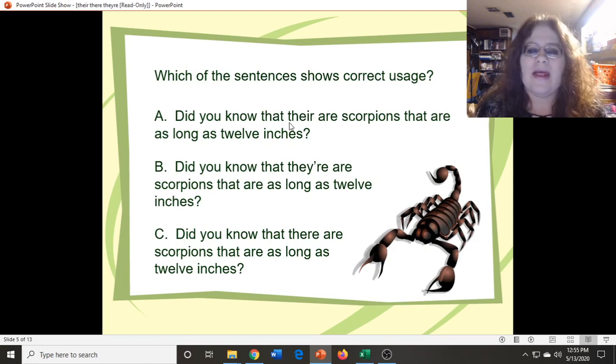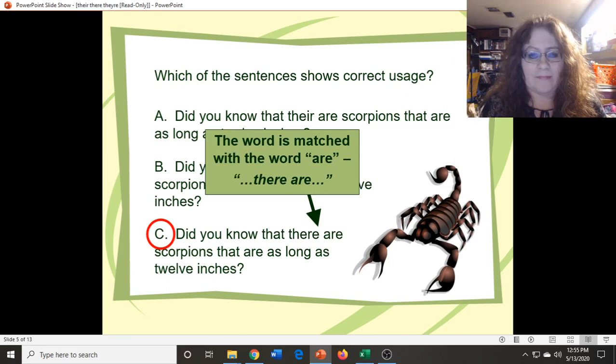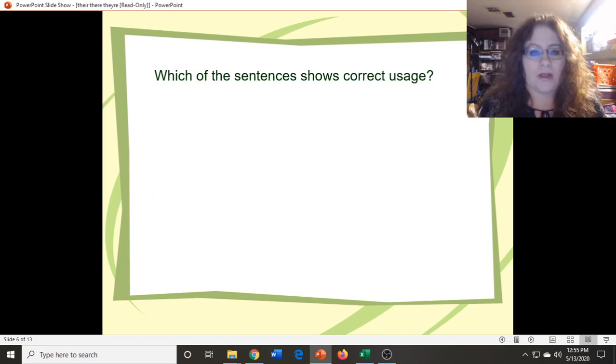So we have there are scorpions, their with ownership, or there are scorpions, T-H-E-R-E. Now, up here you can see it's not showing ownership. It's pointing out that there are scorpions there. So the answer is C. And it's also matched with the linking verb are, there are. All right, next one.